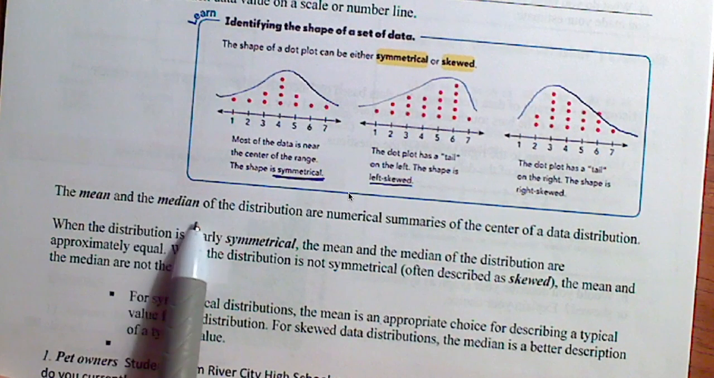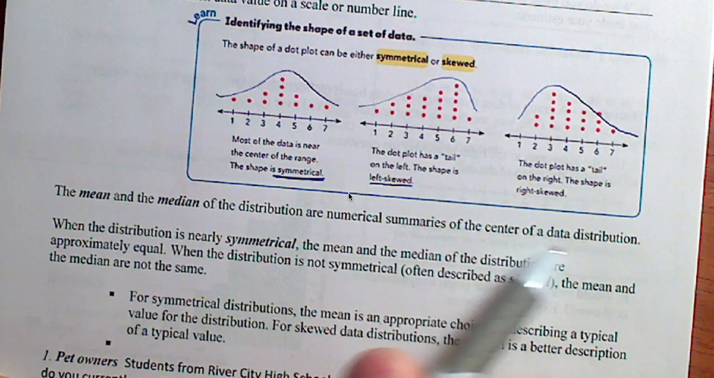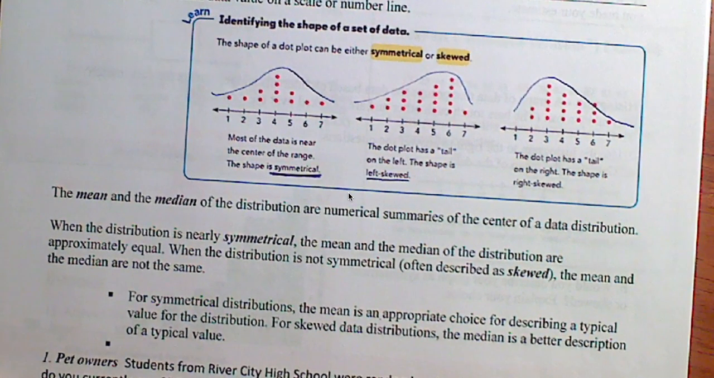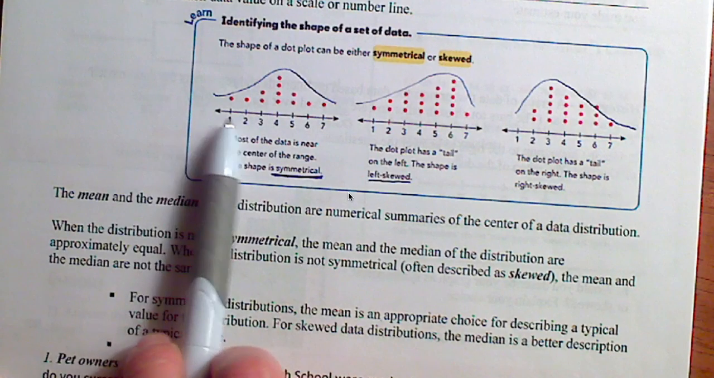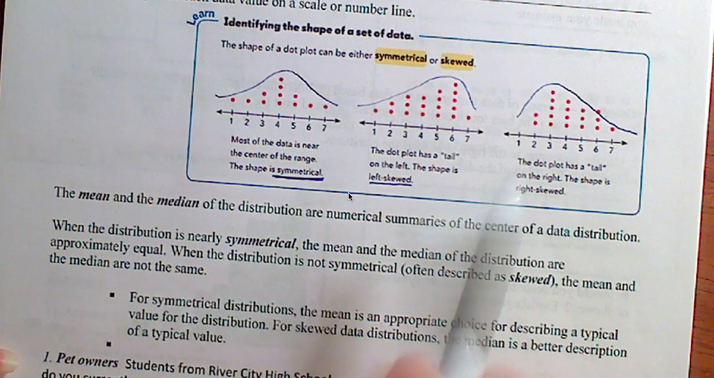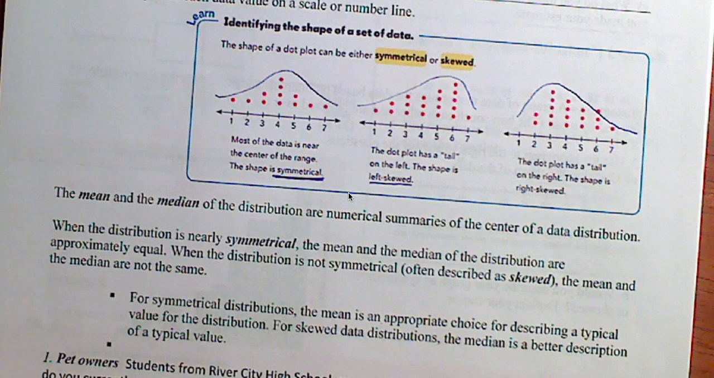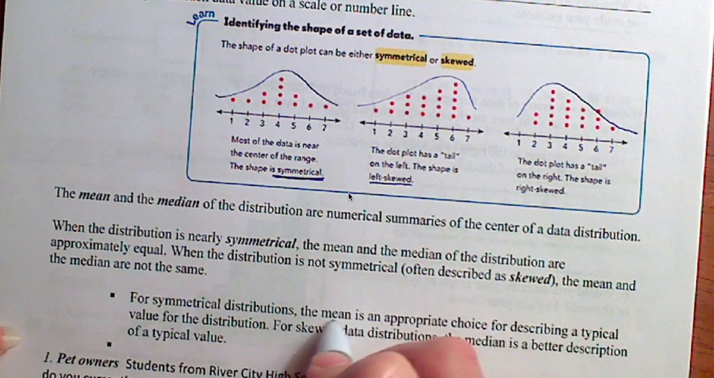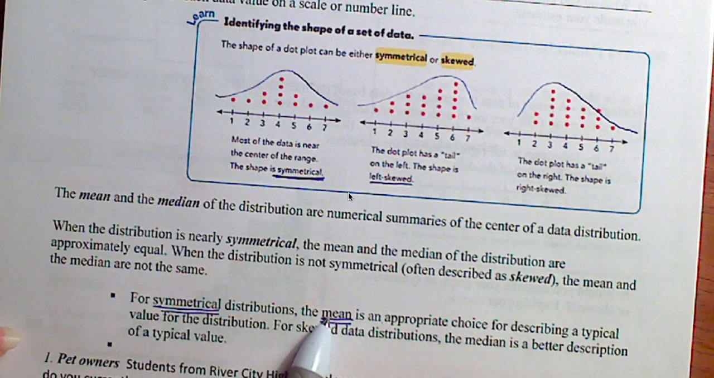The mean and the median of the distribution are numerical summaries of the center of the data distribution. Now, when the distribution is symmetrical, the mean and the median are approximately equal. When the distribution is not symmetrical, like these two, which we call skewed, then the mean and median are not the same. Okay, so for a symmetrical distribution, the mean is an appropriate choice. So for symmetrical, you would choose the mean to describe the typical value.